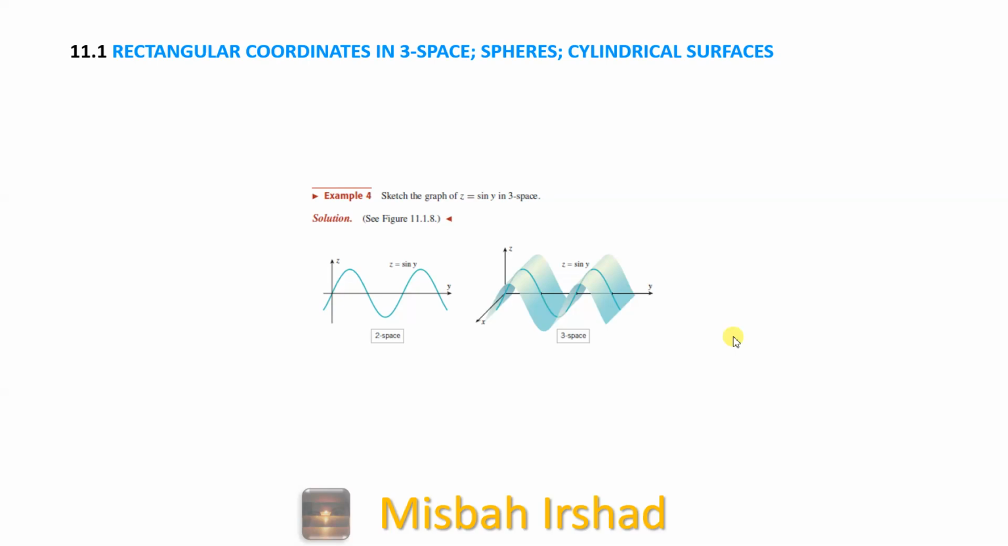So you would have noticed that whenever one variable is missing from an equation, the graph extends infinitely in that variable's direction, right? So in this case, x was missing, so this infinitely extends in the direction of x. This is common in every equation. So we can conclude that for a cylindrical surface, if one variable is missing in the equation, then you can safely say that this is a cylindrical surface.